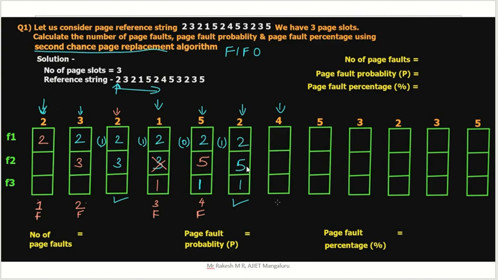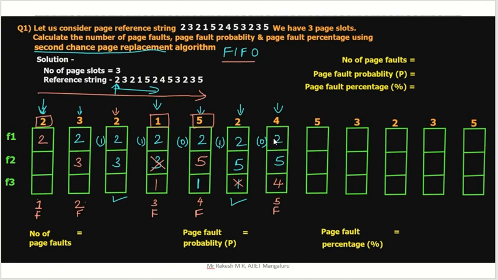So which one do we have to replace? We have to replace 1. Why do we replace 1? See, we are asking 4. The CPU is asking 4, but in the previous frames 2, 5, 1 is there. 4 is not there, so we have to replace any one of these, out of 2, 5, 1.